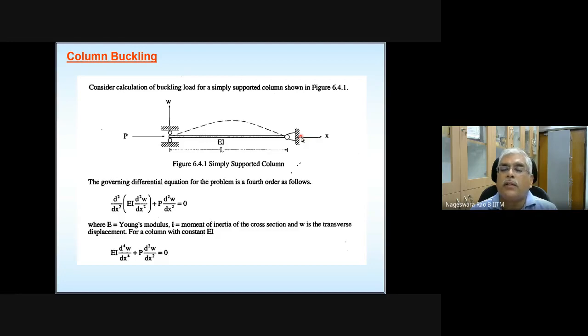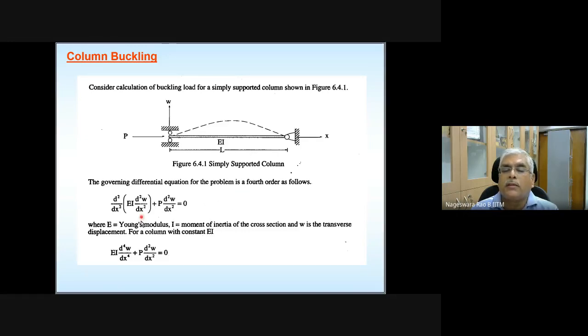W at x equal to 0 is 0. W at x equal to L is 0. Curvature at x equal to 0 is 0. Curvature at x equal to L is also 0. So please, I hope you have taken note of this. Please take it seriously. Take a note of this.